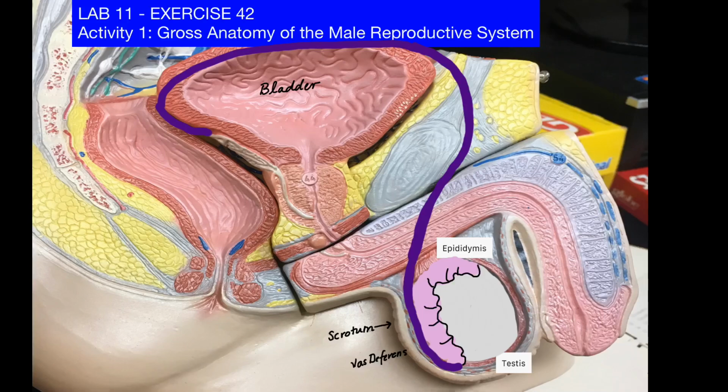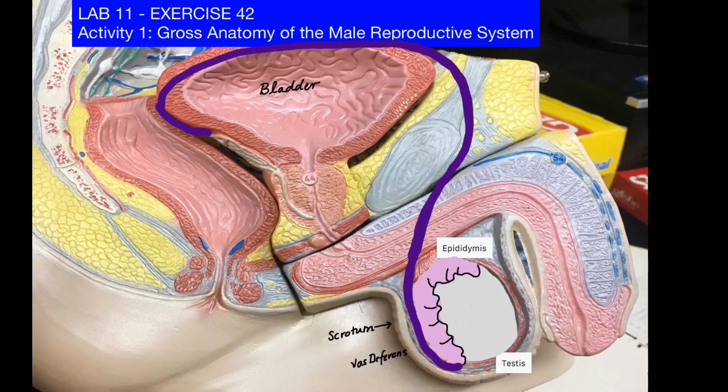Keep in mind that the vas deferens is different than the spermatic cord. Vas deferens simply refers to the tube that the sperm travel along, but the spermatic cord also includes blood vessels and nerves that surround that tube within a sheath. I'm going to show you a better image on the next slide, but I just wanted to point out that these are two different things.